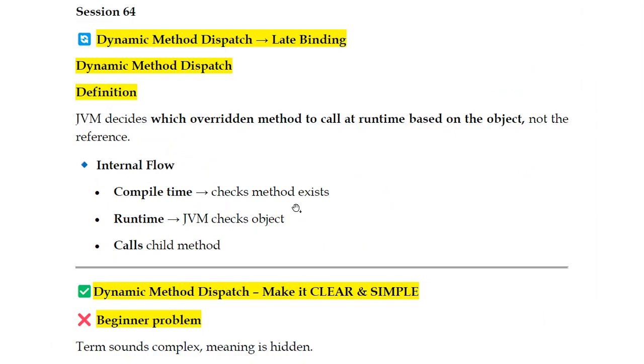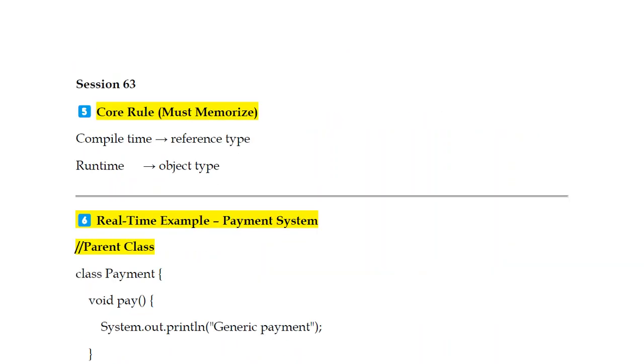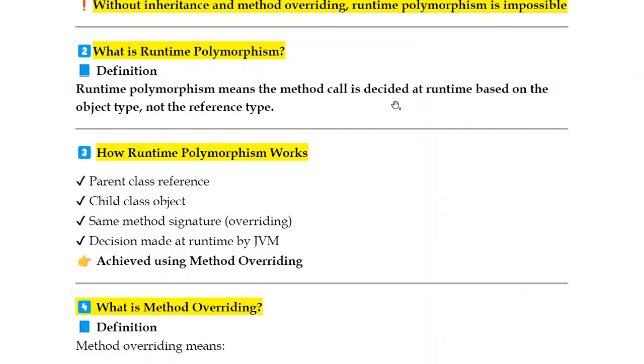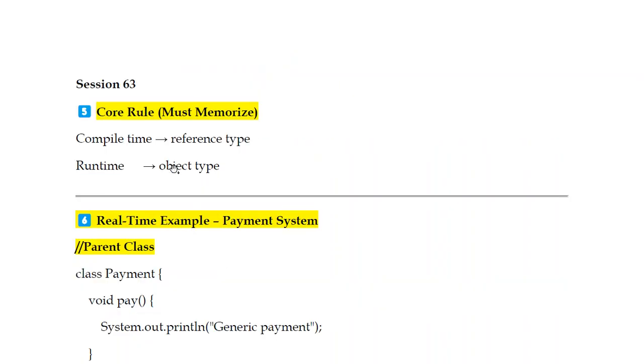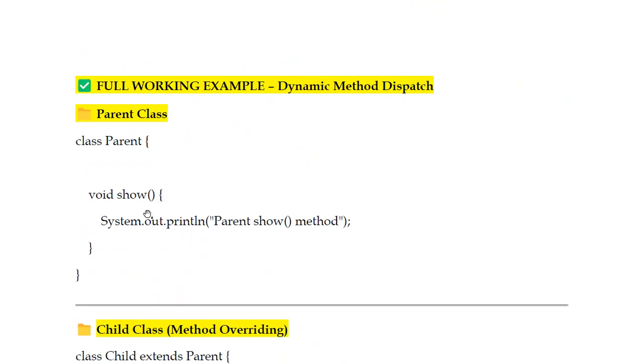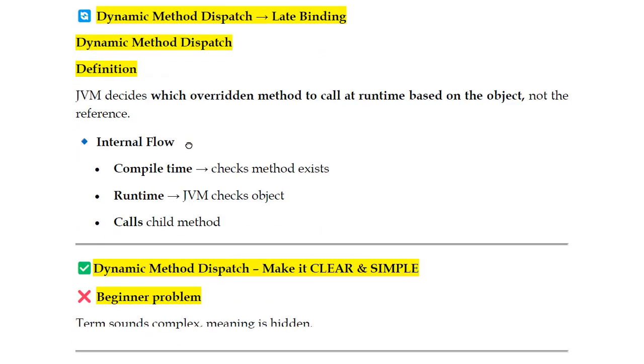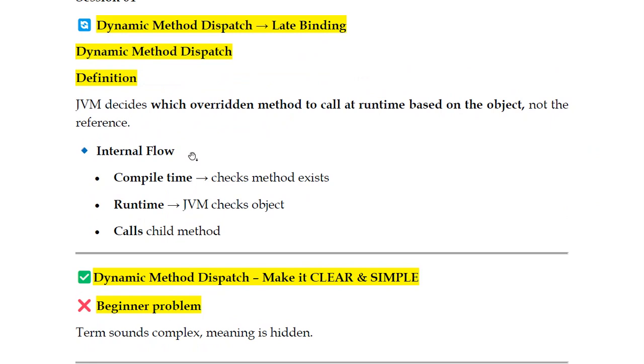So what is dynamic method dispatch? A very important interview question. It is also called late binding. The Java Virtual Machine decides which overridden method to call at runtime based on the object, not the reference. Previously we have discussed the same thing: the method call is decided at runtime based on the object type, not the reference type.